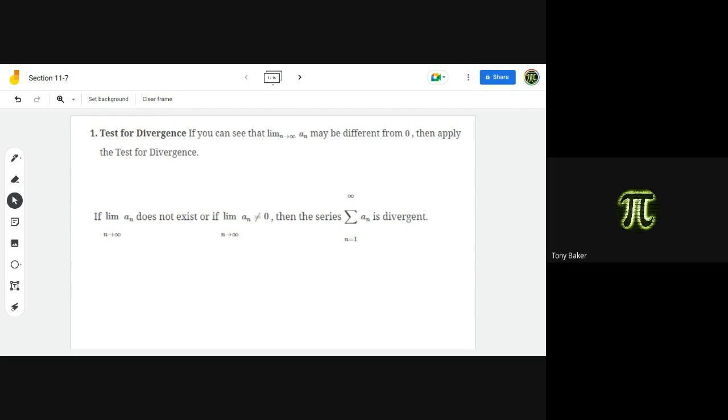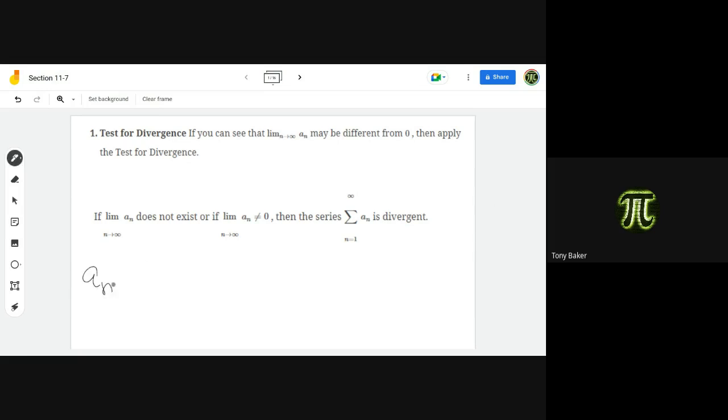So there are 8 stages or rules that we've talked about. The first rule that you should always look at is the test for divergence. Basically, with the test for divergence, you're looking at the sequence. If the sequence does not go to 0, it diverges. You're done.